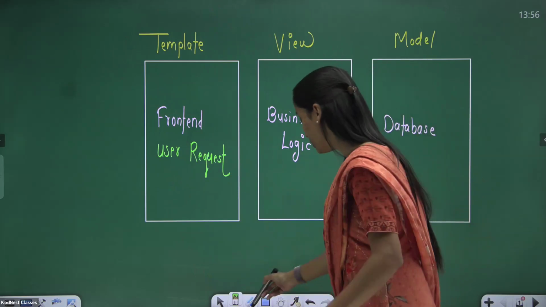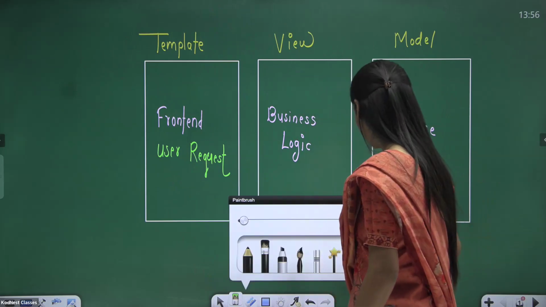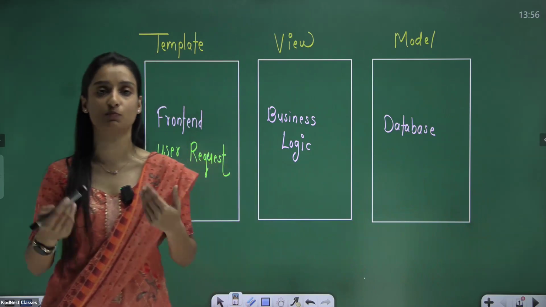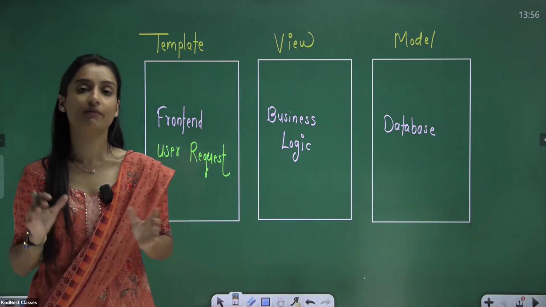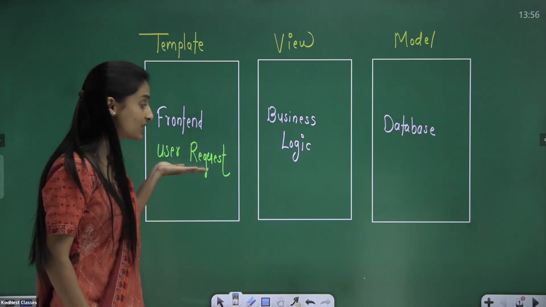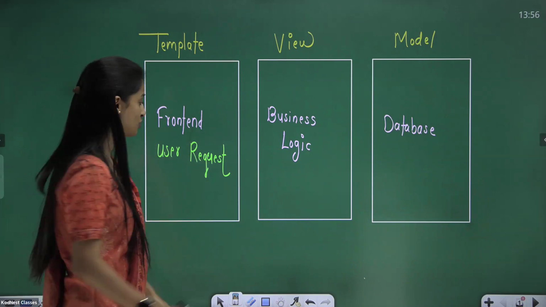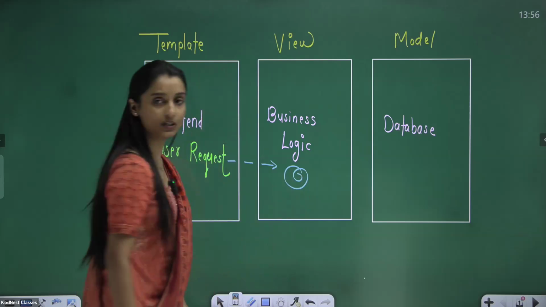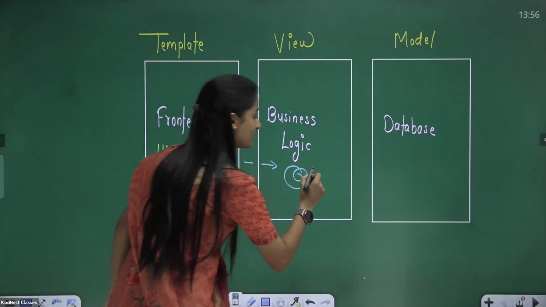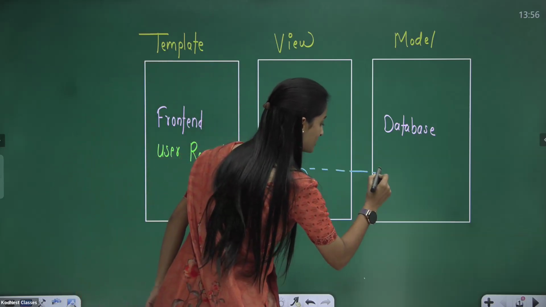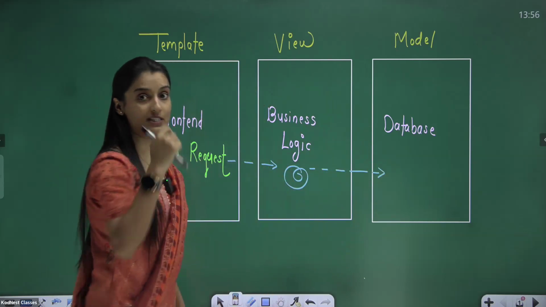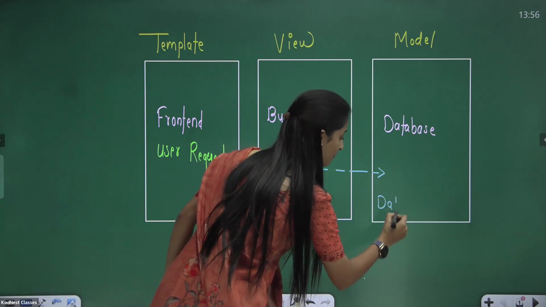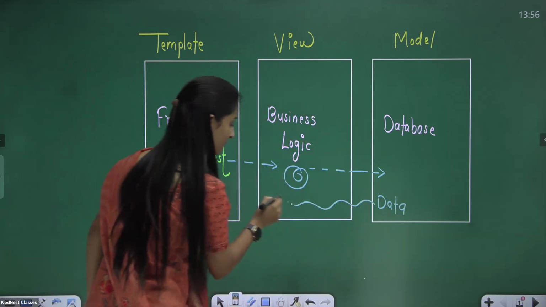After that, your view will accept that user request. Now in requests also we have multiple types, guys. Get request, post request, put request. We will explore all the types of user requests in the upcoming videos. So your view will process this request. As per your request, let's say you are asking for some data, it will go to the database, fetch all the required data, and that data will be returned to you.